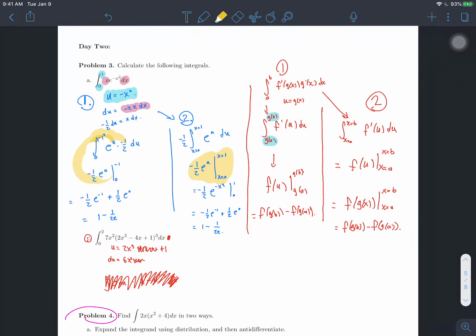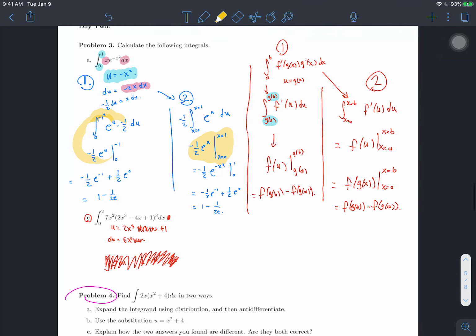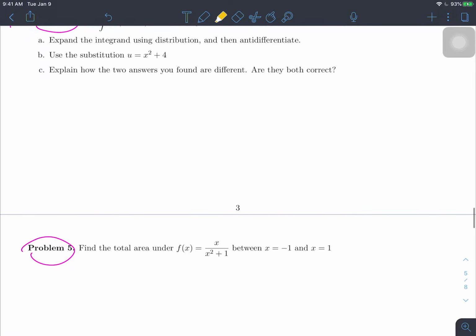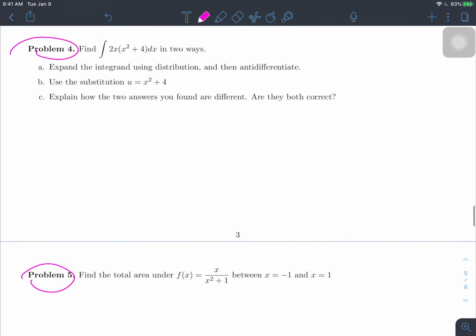Okay? Sound good? Okay, so let's start with problem number 4. We have this integral. It's the integral of 2x times x squared plus 4 dx. And we're asked to find this indefinite integral in two ways. Notice that we don't have any bounds here, so this is an indefinite integral, and we should get a class of functions, or a family of functions, at the end.